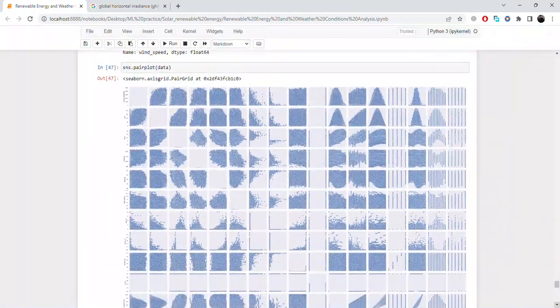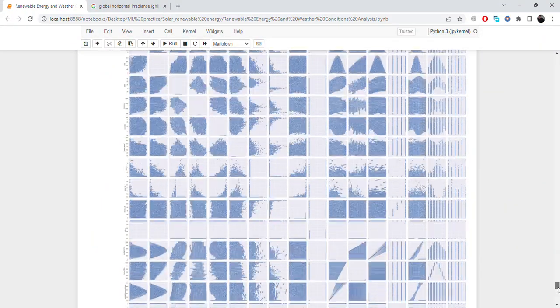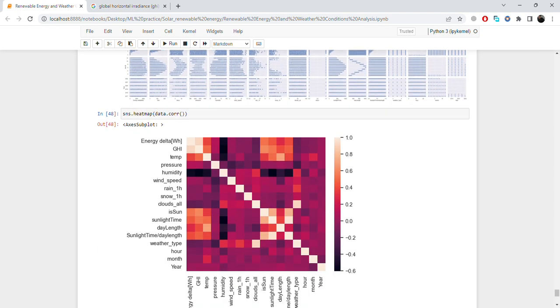Now this is our heat map. You can see the year is perfectly correlated with the year here. If there is a perfect correlation, then it is the white one. The darker shades mark the level of the correlation, and here are the columns.